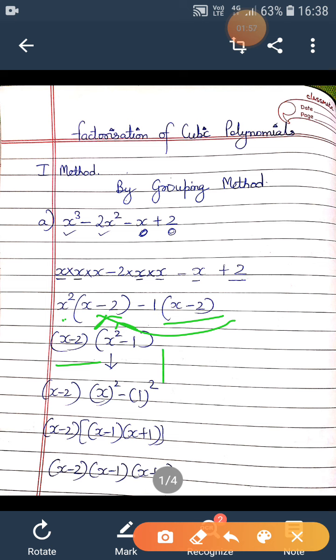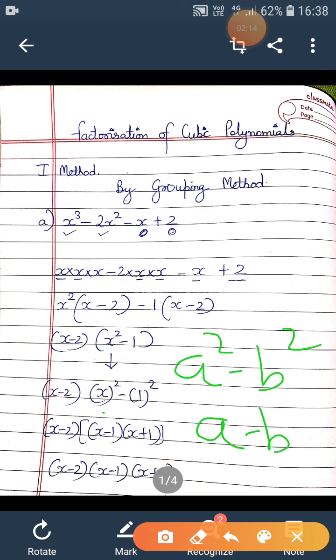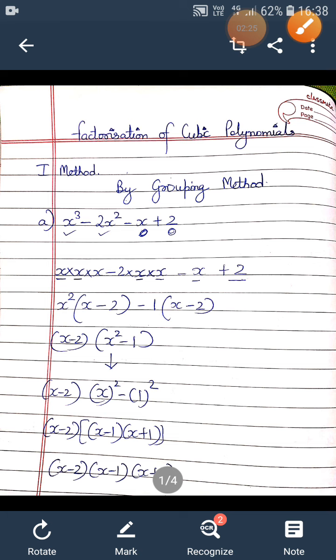Let us see if we can factorize it further. Yes, x square minus 1 can be factorized by using the formula a square minus b square. So a square minus b square is x whole square minus 1 whole square, and it can be written as a minus b and a plus b. So x minus 1 and x plus 1. So the final three factors we have here are x minus 2, x minus 1 and x plus 1.